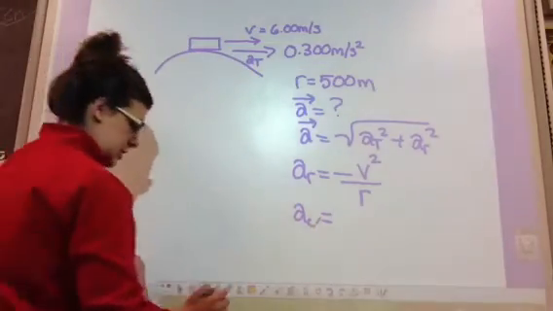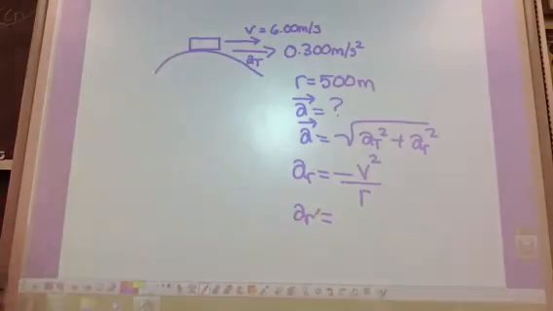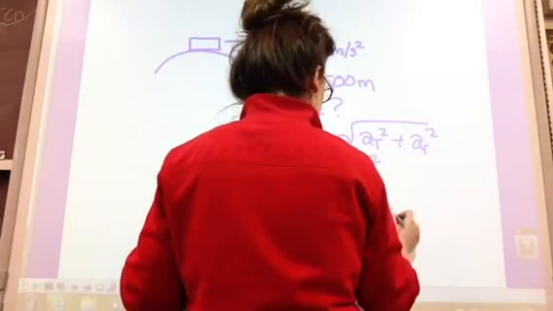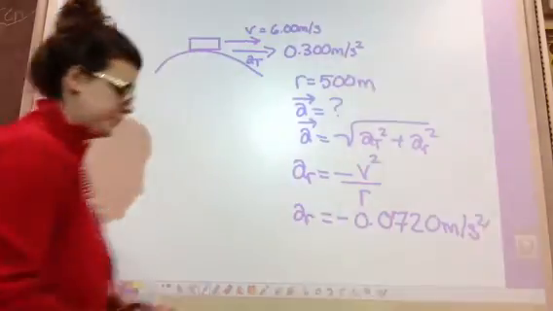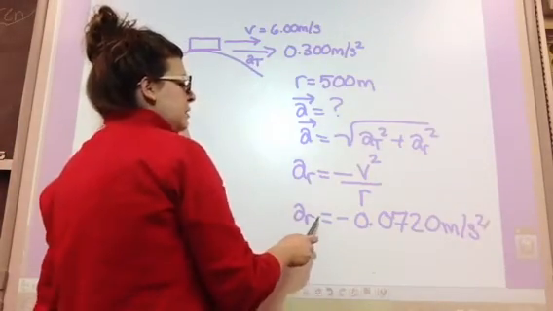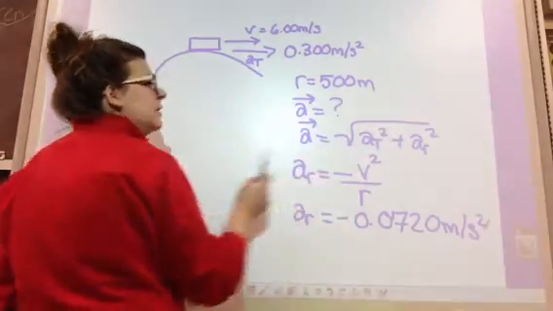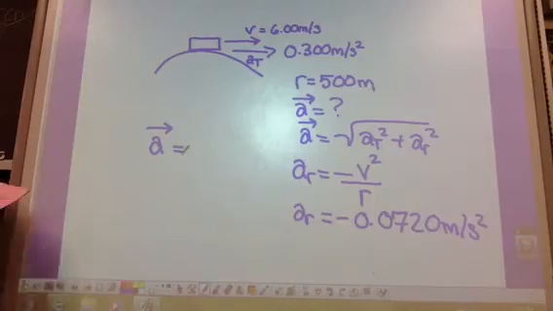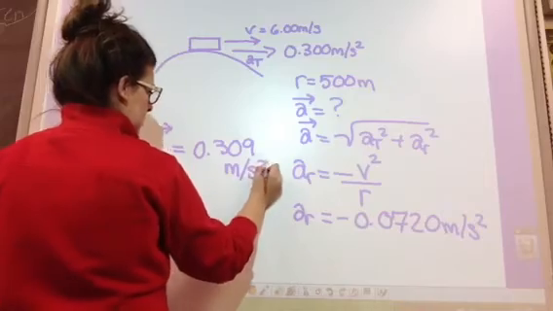if I do the math there, my radial acceleration should come out to be a negative 0.0720 meters per second squared. So now I have the tangential acceleration, the radial acceleration, so I could plug that in for my equation, the total acceleration magnitude here, to find that the magnitude of that total acceleration is going to end up being 0.309 meters per second squared.